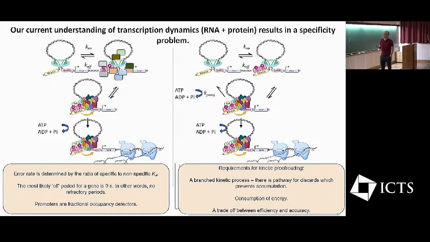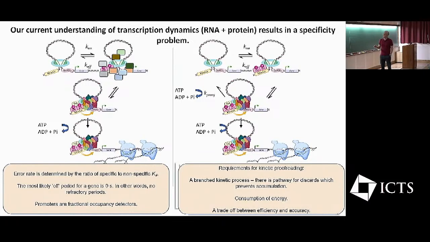So what do you need for kinetic proofreading? Well, you need a branched kinetic process. And by that, I mean this arrow right here. The branch, in this case, allows a fully assembled transcription complex to go back to unoccupied chromatin in a single step. So you can get back to the beginning through a different pathway than the way you came. Another way to say that is this is a cyclic process.